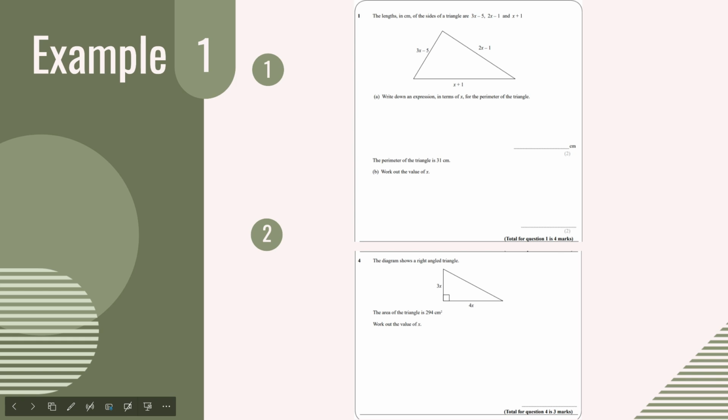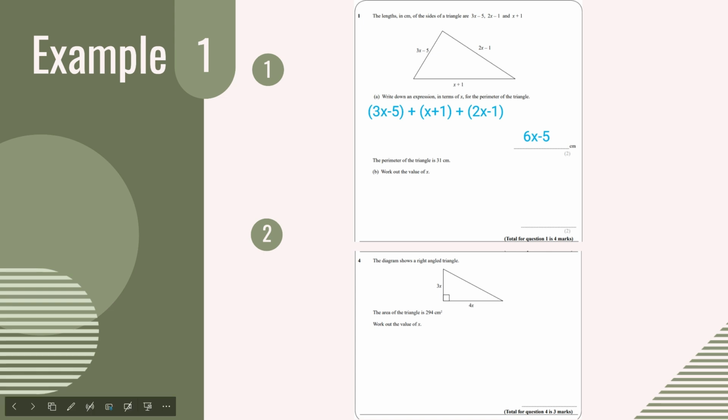So, we are told that the lengths in centimeters of the sides of the triangle are 3x minus 5, 2x minus 1, and x plus 1. Part A asks us to write down an expression in terms of x for the perimeter of the triangle. As we know, the perimeter is the sum of all the sides. So we simply write 3x minus 5 plus x plus 1 plus 2x minus 1, and this will give us our perimeter. We can then rewrite it as 6x minus 5, which is our final answer.